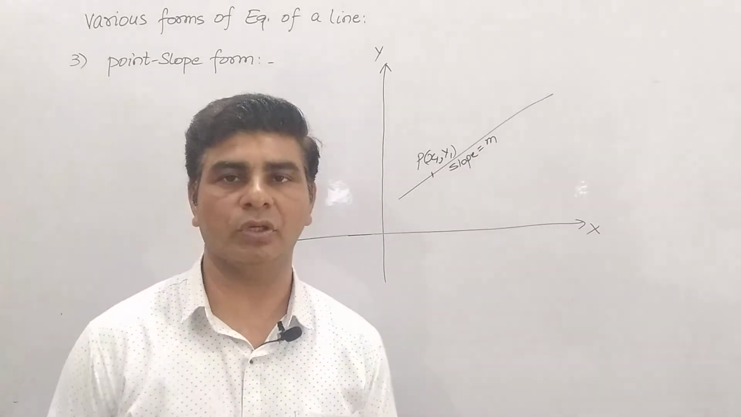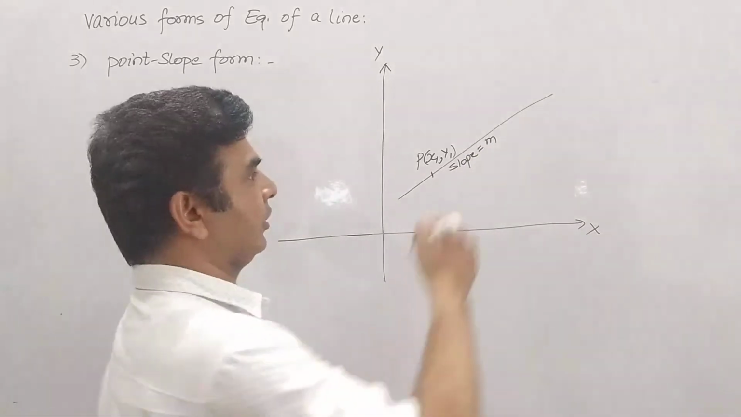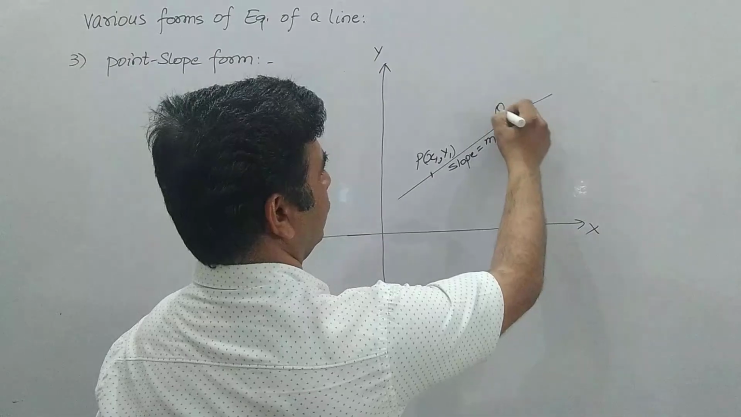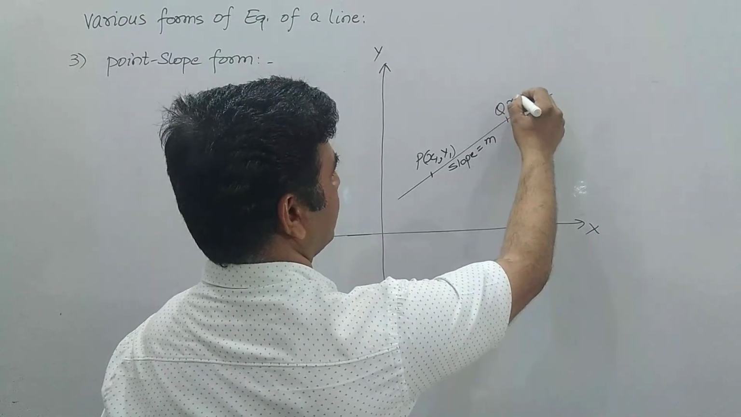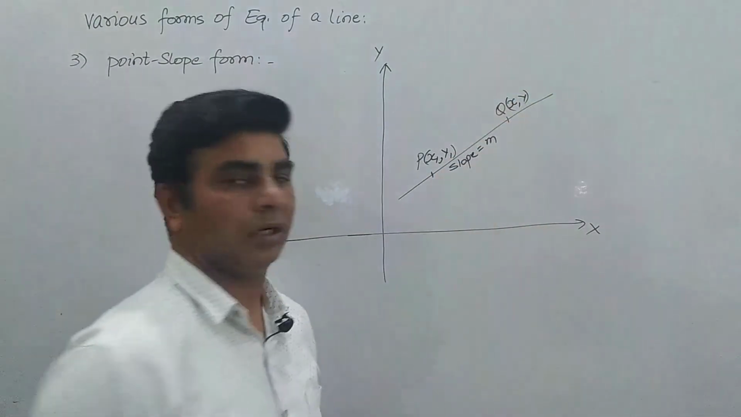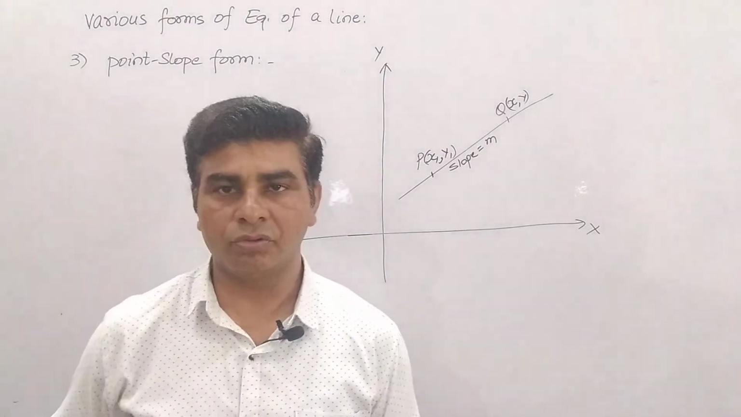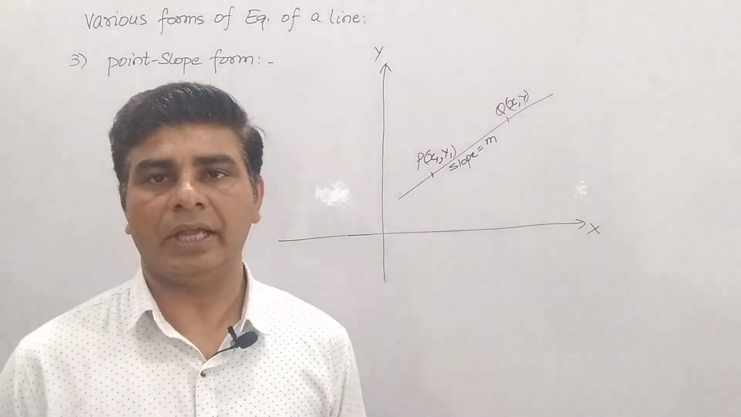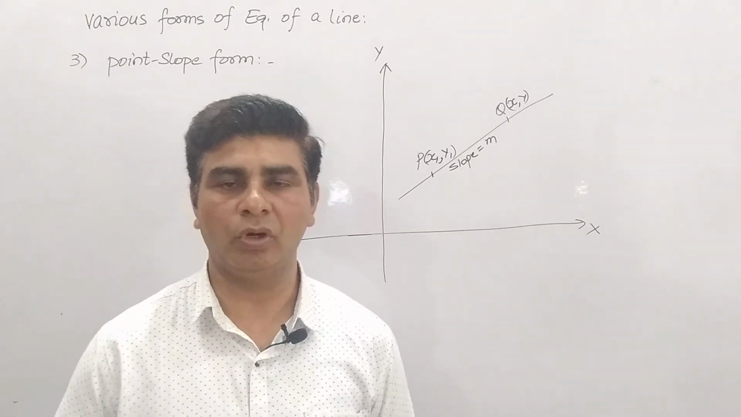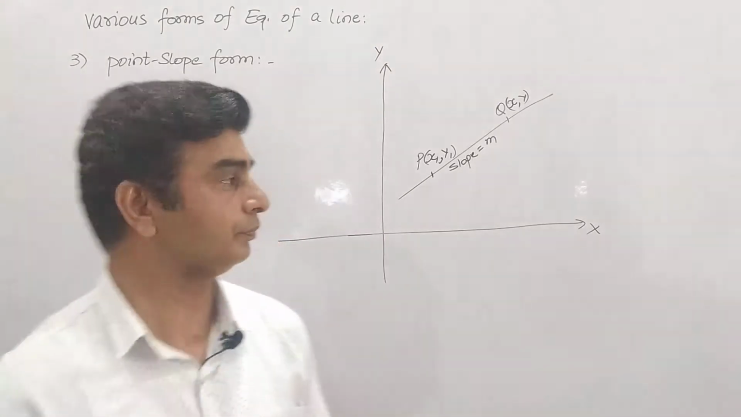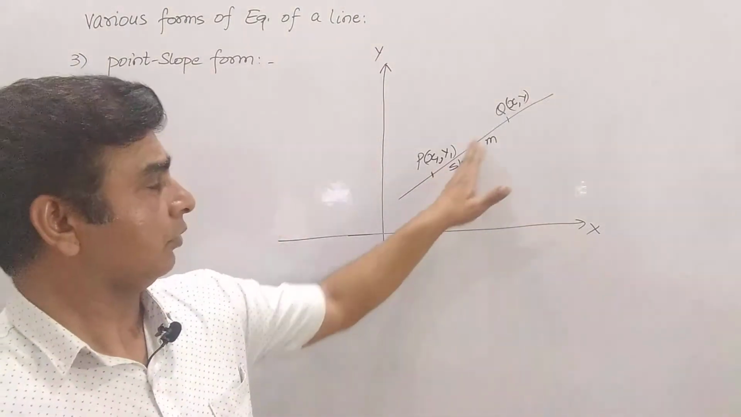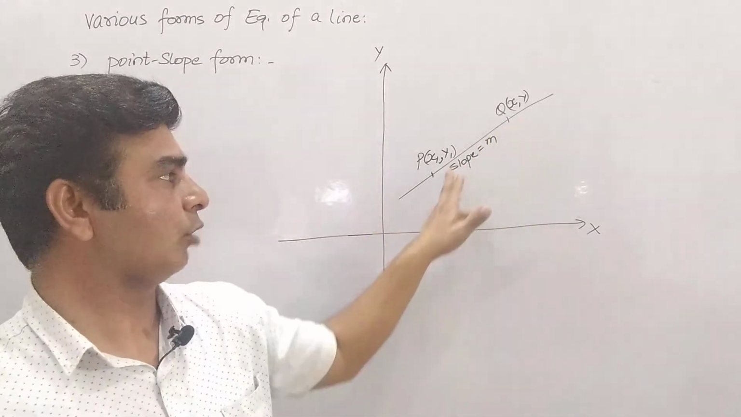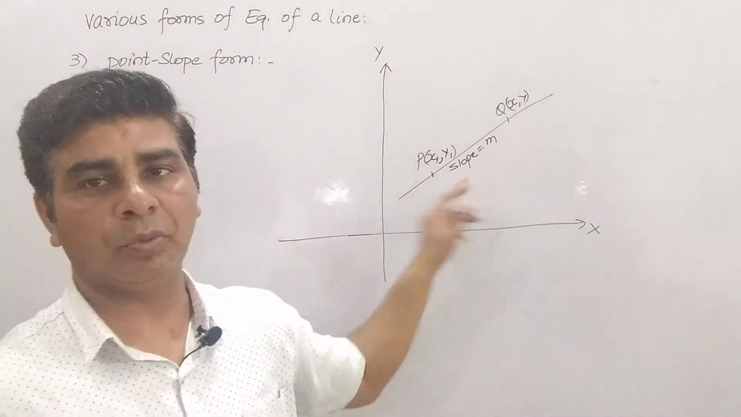To form the equation of this line, let me take any point Q having coordinates x comma y as arbitrary constants. These x and y are the point which are arbitrary ones. So then we can find the slope of this line through the 2-point form.